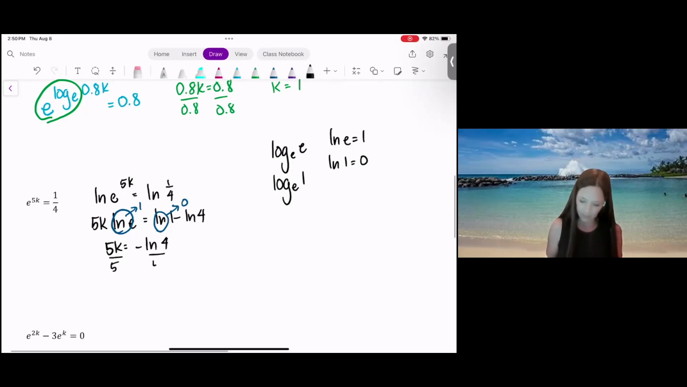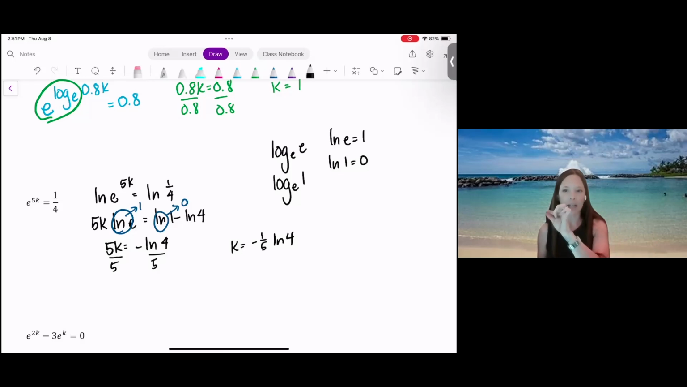Dividing both sides by 5, I get that k is equal to negative 1/5 natural log of 4. I could take the coefficient and write it as an exponent and write that as natural log of 4 to the negative 1/5. I'm just going to leave it like this. That doesn't simplify to be some clean number, so I'm just going to leave my answer as k equals negative 1/5 natural log of 4.